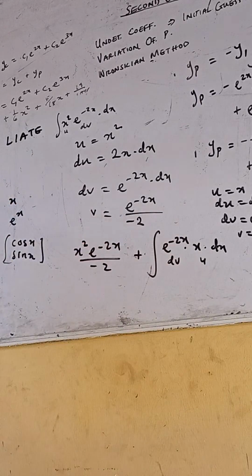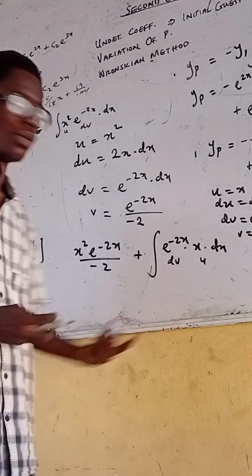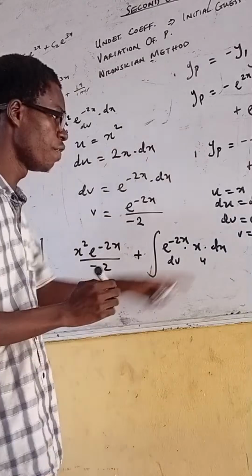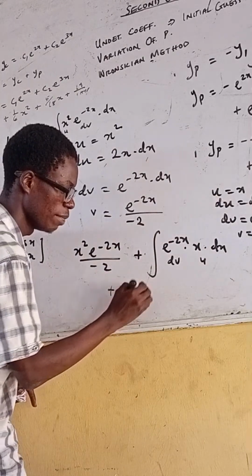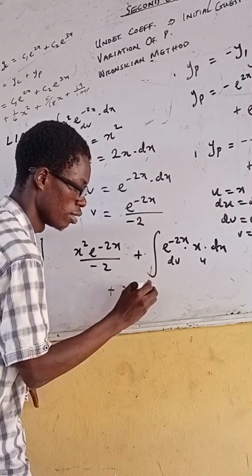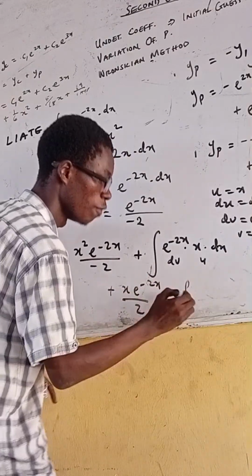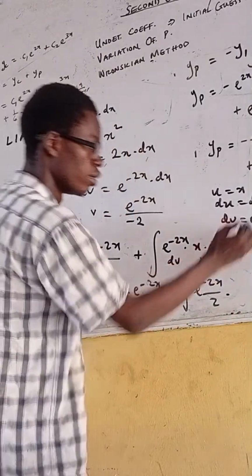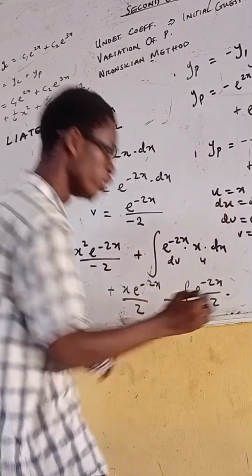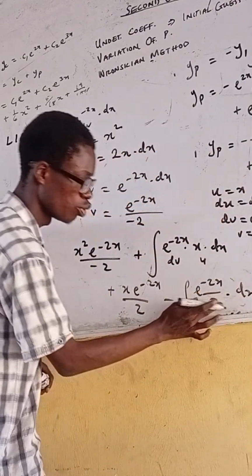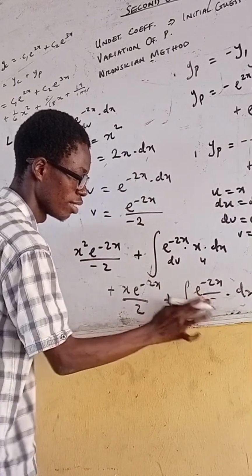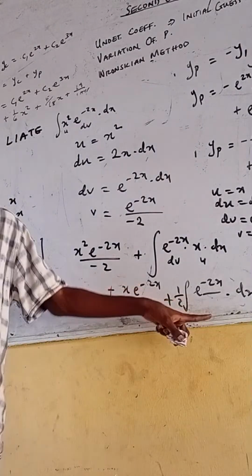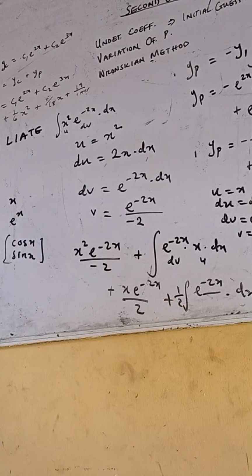Let's finish this. So now let's integrate this one now. We are going to have plus. Now what's uv? u is x, e^(-2x) over minus 2, minus integral of v du. What's v? e^(-2x) over minus 2, du. What's du? du is dx. So this is minus 2, so it can come out as plus 1 over 2. There was a minus there before, so minus will cancel it out. Please get what I'm doing.